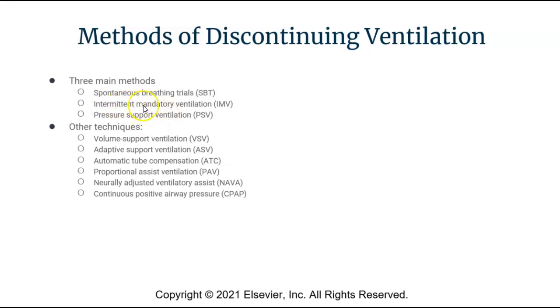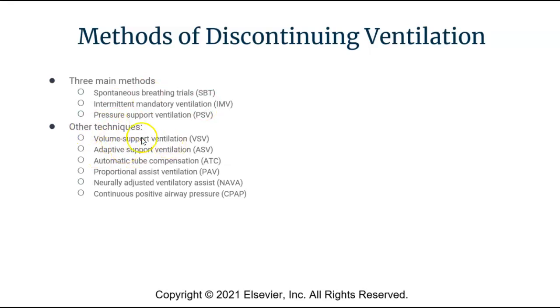Another method is using intermittent mandatory ventilation, SIMV, as a way of weaning a patient. If you're using that method, you're switching them to that partial support mode and weaning down the set rate to gradually have the patient assume more of the work of breathing. And then what most of you probably are familiar with is those pressure support trials, using CPAP plus a little bit of pressure support to help facilitate the removal of that tube.